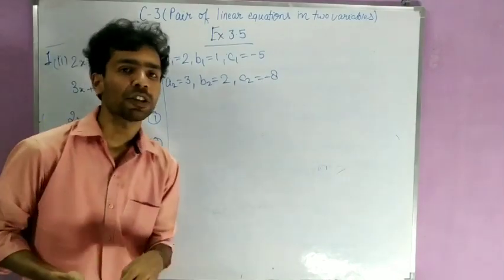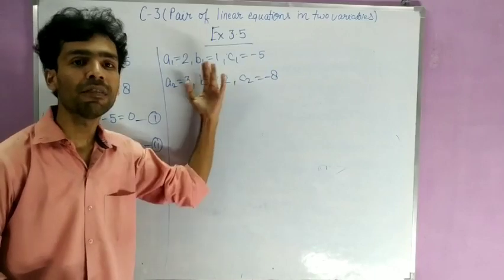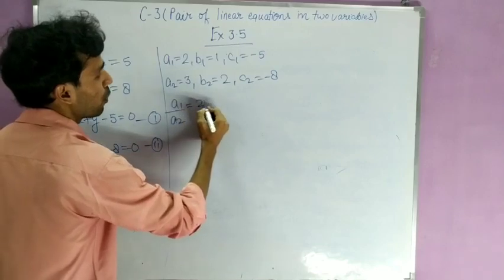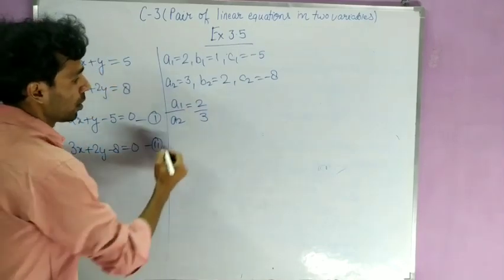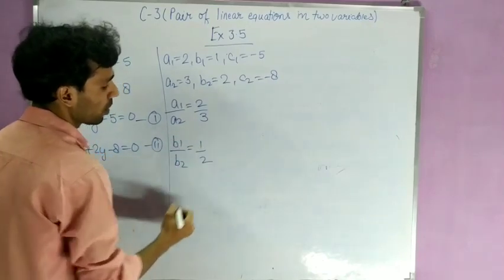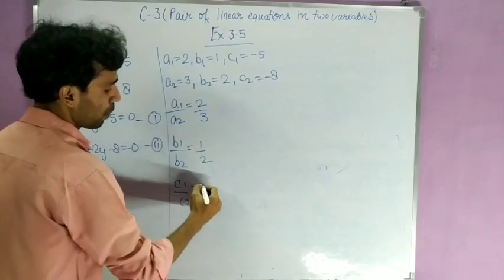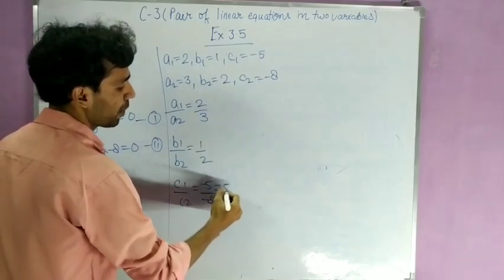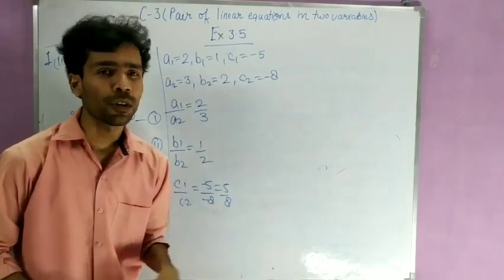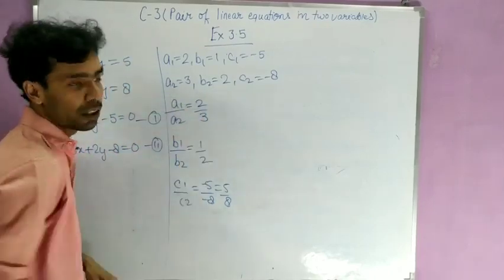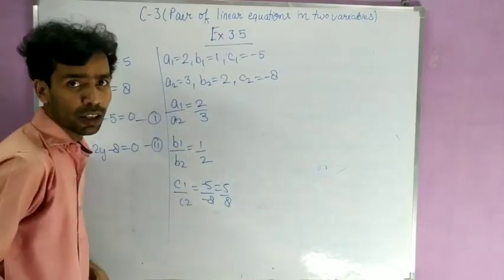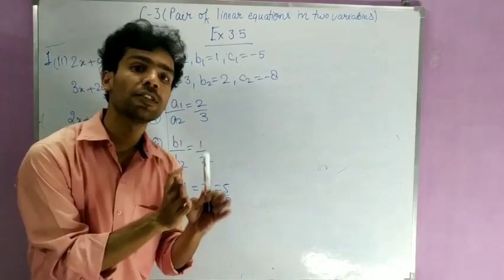For checking their solution, we will find the ratios a1 upon a2, b1 upon b2 and c1 upon c2. So a1 upon a2 will come 2 by 3. b1 upon b2 will come 1 by 2 and c1 upon c2 will come minus 5 by minus 8, which means 5 by 8. Now check whether the ratios are equal or not. a1 upon a2 is 2 by 3 and b1 upon b2 is 1 by 2. When you compare these two only, they are not equal. I told you, when they are not equal, you stop up to here only.